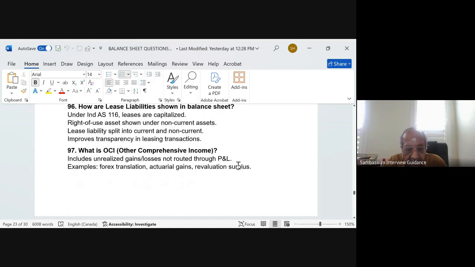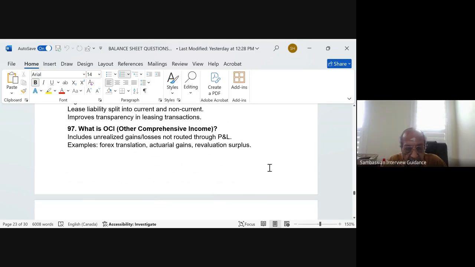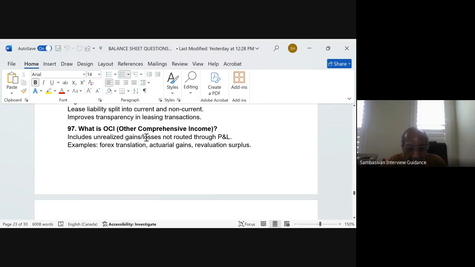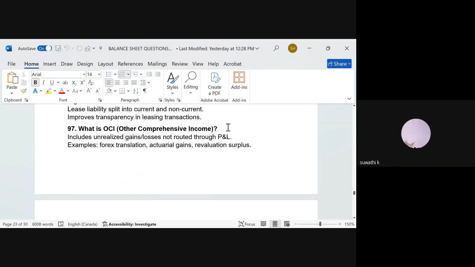What is OCI? Other comprehensive income. I told a wrong definition for this earlier. It should be other comprehensive income. Kindly correct it.